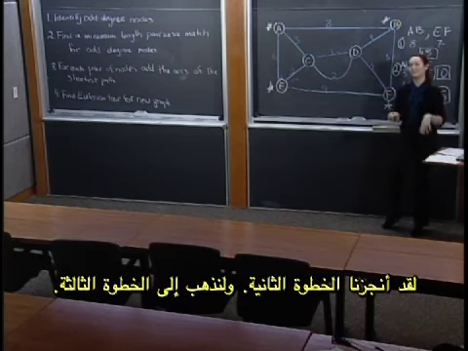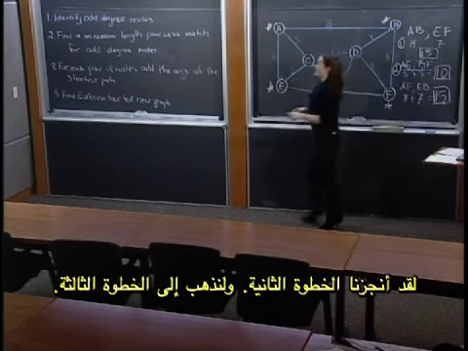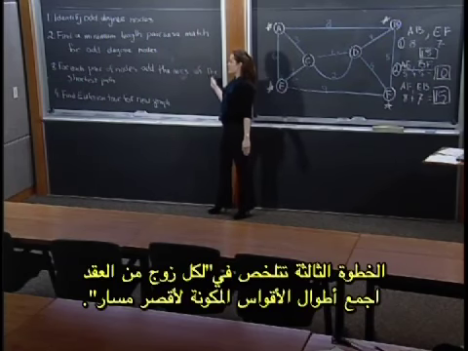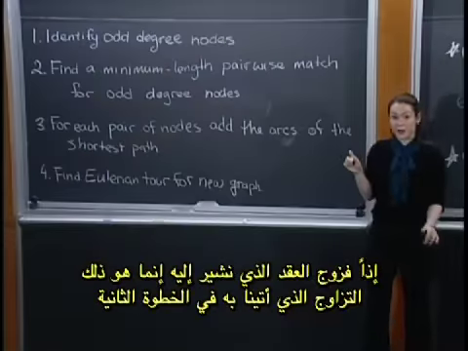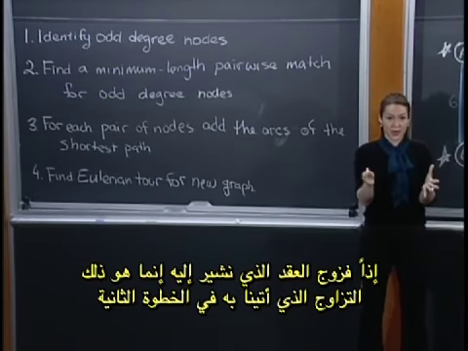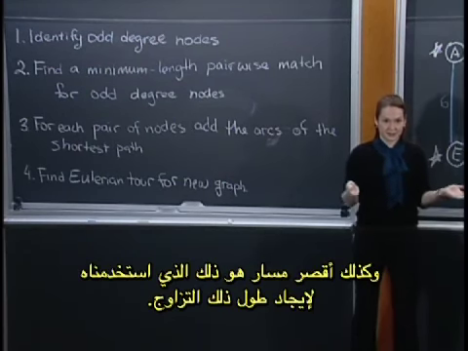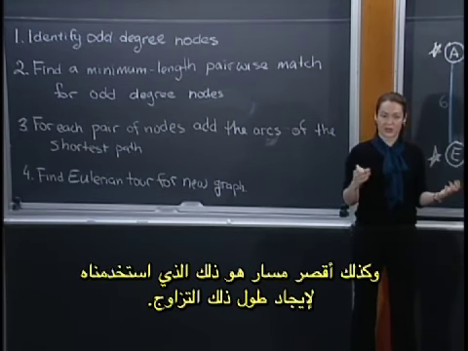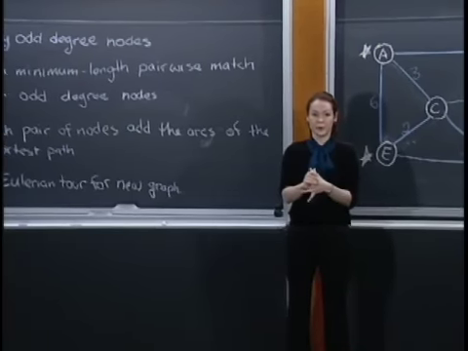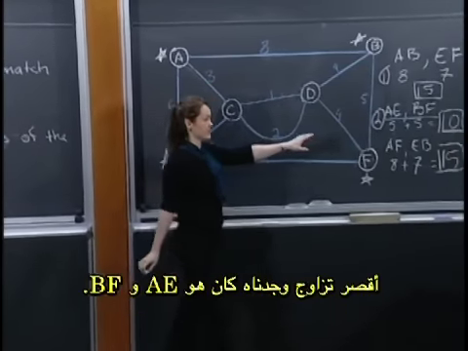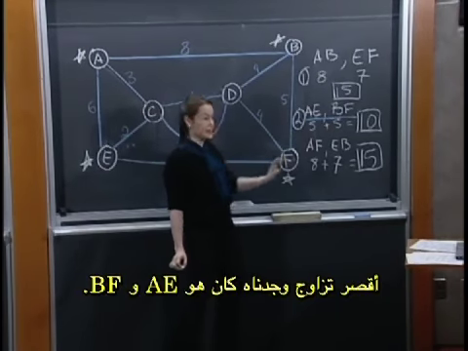We've done step 2. Let's move on to step 3. Step 3 says, for each pair of nodes, add the arcs of the shortest path. So the pair of nodes that we are referring to is that pairing that we just did in step 2. And the shortest path is the shortest path that we use to figure out the length of that matching. Okay, let's do it. The matching that we have that's the shortest one is AE and BF.